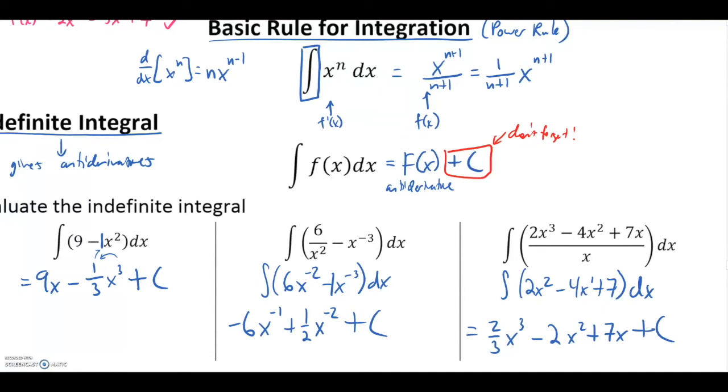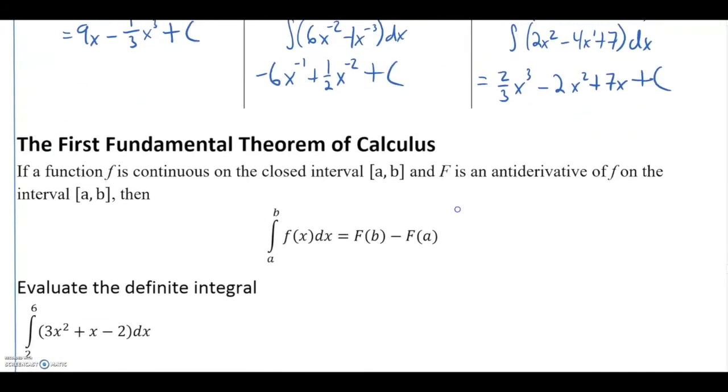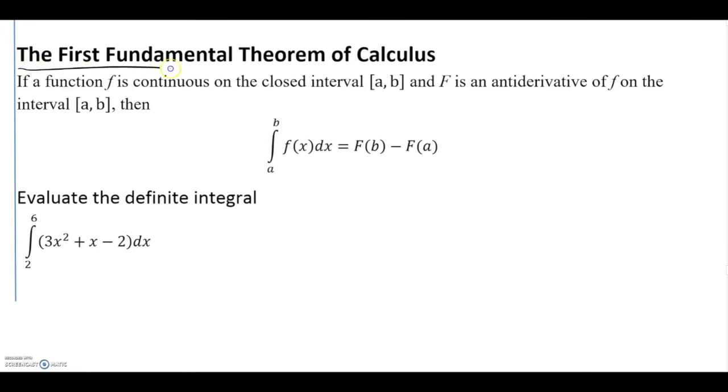So what's the purpose of this new skill? How does this connect with where we started back at the beginning of this lesson? What we've built up to is what's known as the first fundamental theorem of calculus. It states that if we have a continuous function on a closed interval, and we can find the antiderivative big F of our function little f, then the integral from a to b of little f of x dx equals big F of b minus big F of a, or the antiderivative at b minus the antiderivative at a.